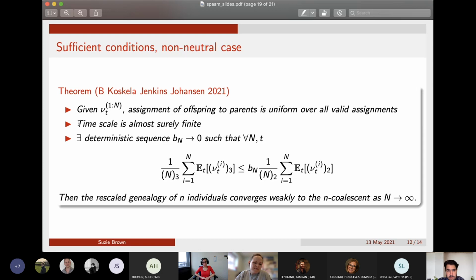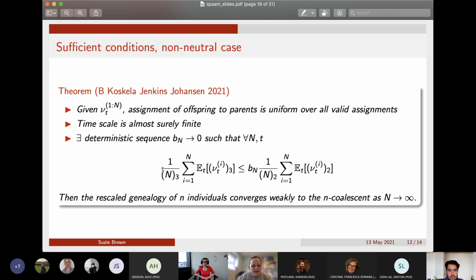So this very vague condition, that the time scale is almost surely finite, I'm not going to go into too much because I haven't talked about the time scale today, but this is playing the same role as that sigma squared greater than 0 in Kingman's theorem, or the Cn greater than 0 in Moehle and Sagitov's theorem. It's just to ensure that we actually get some coalescences. Otherwise, we would end up with this weird trivial limit where nothing happens.